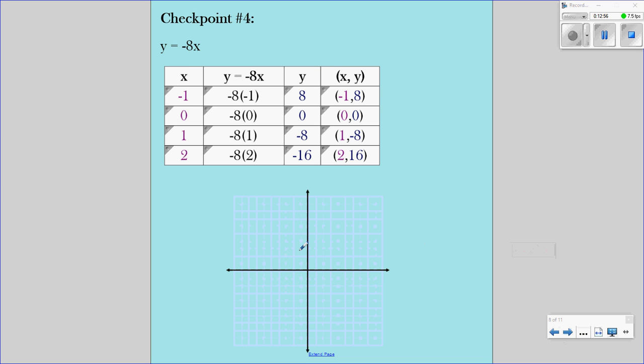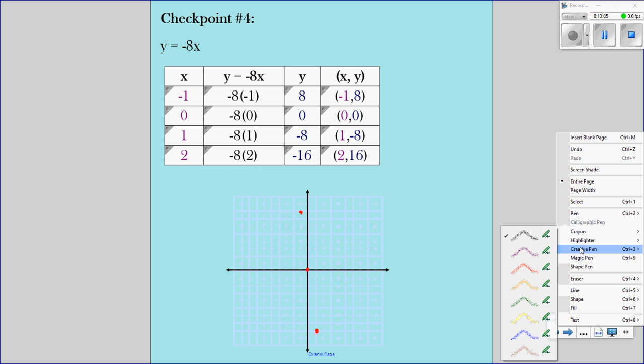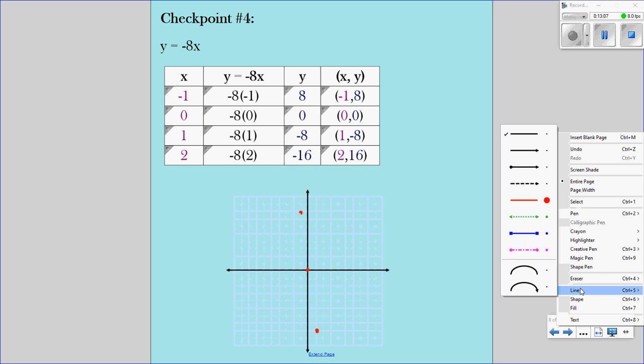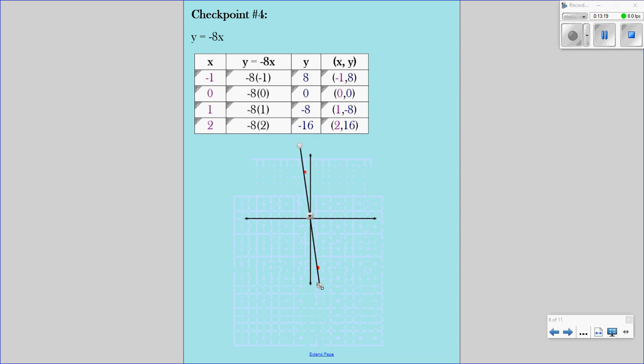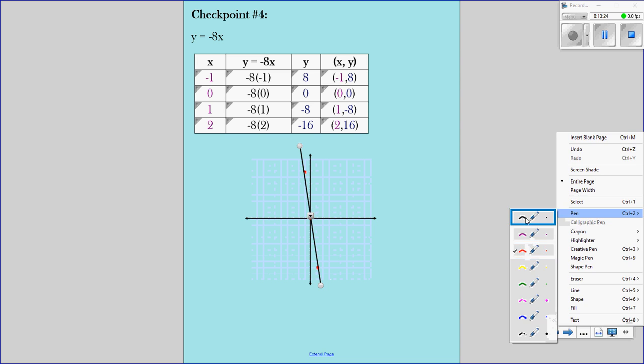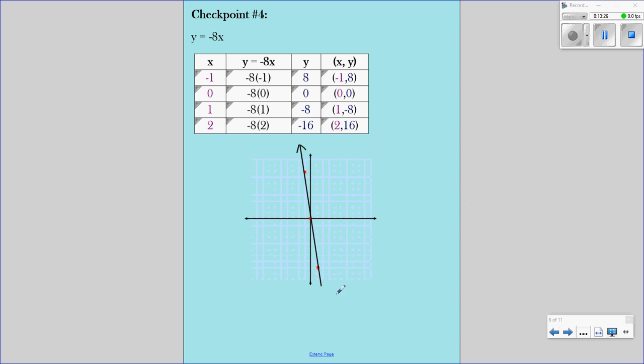First one, negative 1, 8. Next one, 0, 0. The next one, 1, negative 8. So I'm good enough. As long as you have two or 3 points, then you should be good. And then I'm going to connect my dots. Connect the points. I'm going to make sure that this one lines up. And I'm going to draw my arrow for this, and then label it, which is y equals negative 8x.